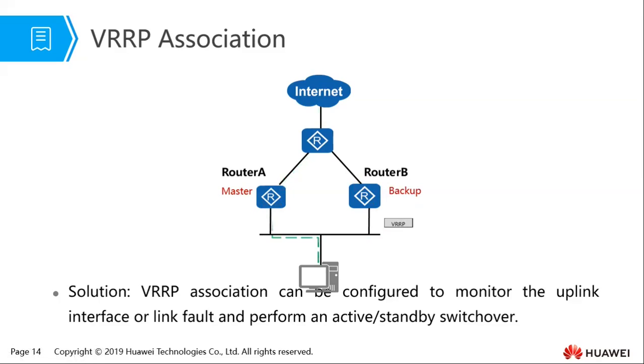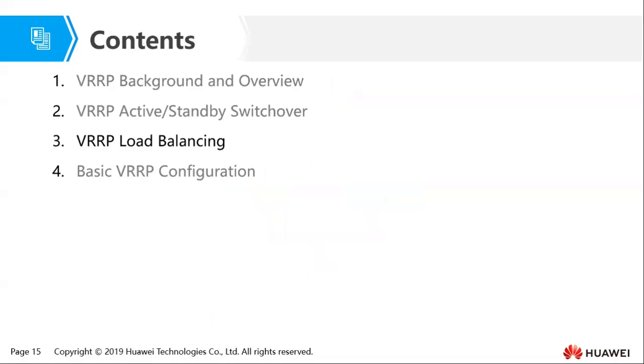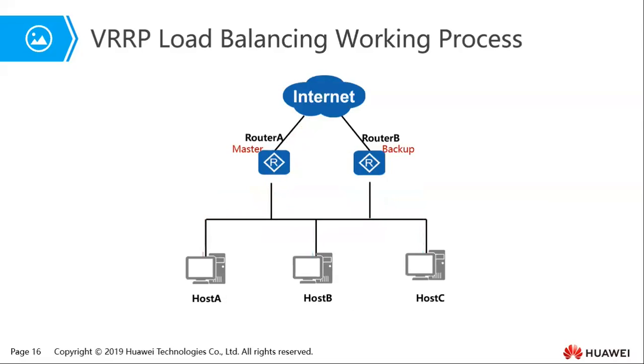So as you can see, the master will be sending the control packets. If that link goes down, this guy is going to continue sending the VRRP packet asserting itself as the master. But it is not able to access the internet because the uplink is down. So the uplink is down, but the master and backup exchange packets normally, and no switching is performed. Consequently, the host access is abnormal or unavailable. I've already told you the solution to that.